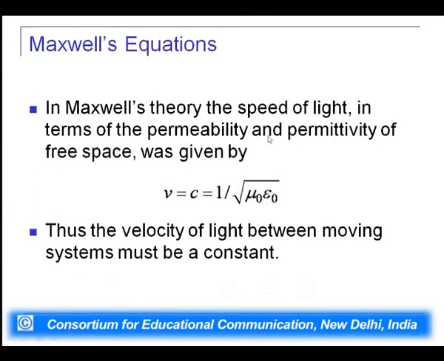Then Maxwell's equations define, in Maxwell's theory, the speed of light in terms of the permittivity and permeability of free space, given by v is equal to c, which is equal to 1 by the square root of mu naught epsilon naught. Mu naught is the permeability and epsilon naught is the permittivity, so we define it for electricity as well as magnetism. Thus, the velocity of light in the moving systems must be constant. It will not change, and it will be constant, equal to the speed of light, c.